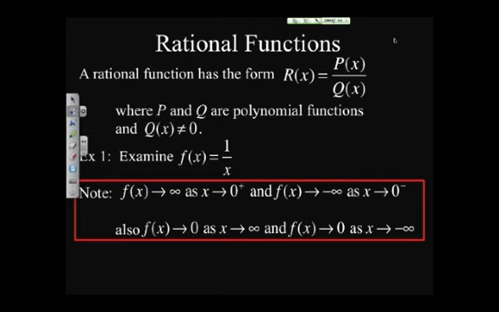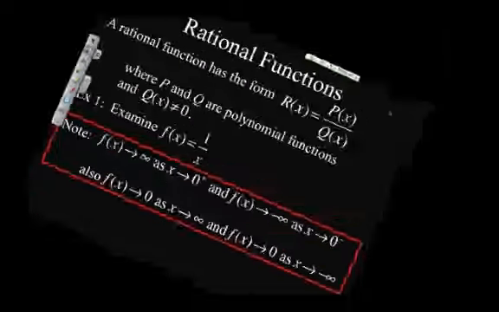As we look at this, f of x approaches infinity as x approaches 0 from the positive side, and f of x approaches negative infinity as x approaches 0 from the negative side. When we think about the end behavior, f of x approaches 0 as x approaches infinity, and f of x also approaches 0 as x approaches negative infinity.